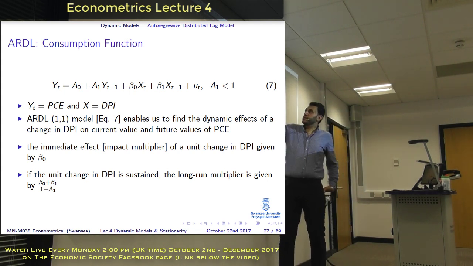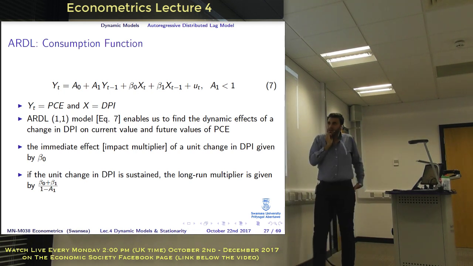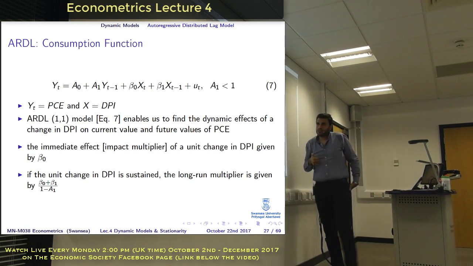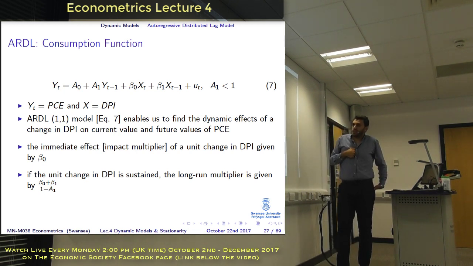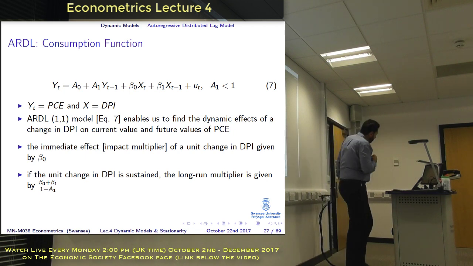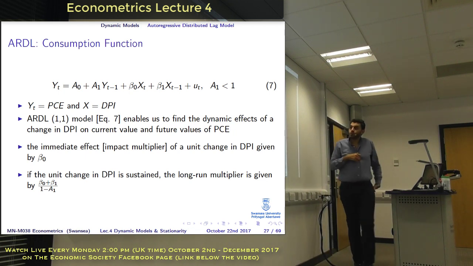This is consumption expenditure. The X here is the disposable income. And as I said, this is the ARDL 1. So that means we use one lag for the dependent variable, one lag for the X as well. And now what we need to look at is how we would interpret these.